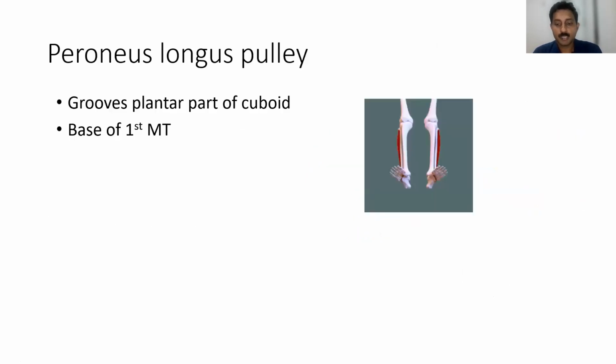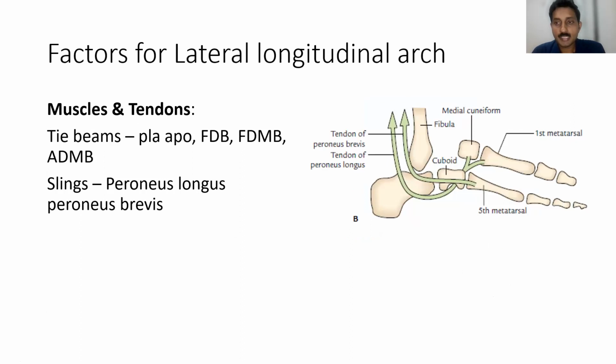Now we are moving on to the muscles of this lateral arch. What are the muscles? Again, the same thing. What is a tie beam? The tie beam is the one which attaches the ends of the arch. What is attached here? The lateral part of the plantar aponeurosis, flexor digitorum brevis, flexor digiti minimi brevis, and abductor digiti minimi. This muscle is not seen here. These are present on the lower part, which acts like a tie beam.